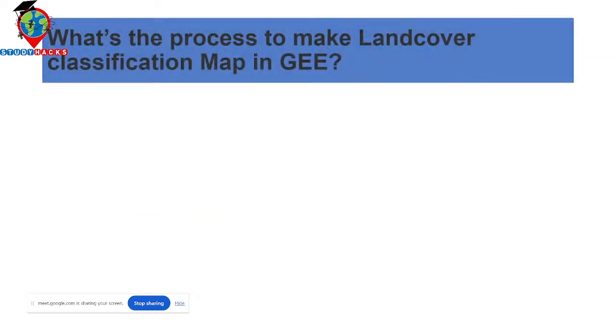When you want to make a land use land cover classification map in Google Earth Engine, we have to follow some steps. First of all, you have to select your region of interest. Suppose you want to make the land use land cover classification map for Dhaka city. So you have to make a Dhaka city boundary shapefile and then import it. So this is your region of interest. Whichever area or boundary you want to classify, just import it and select it as your region of interest.